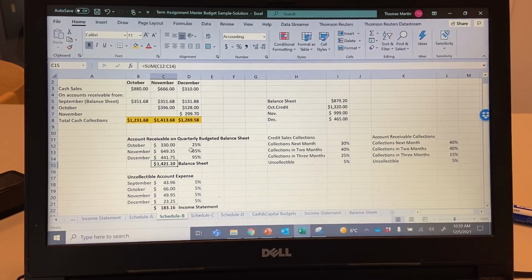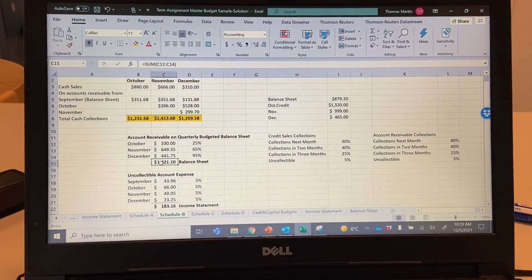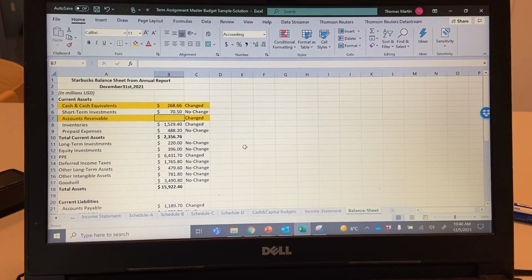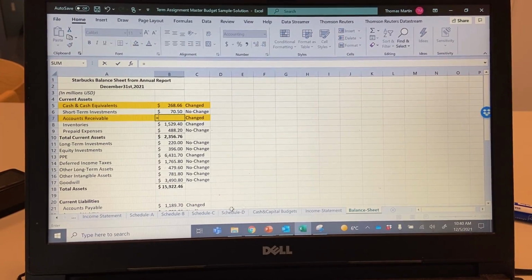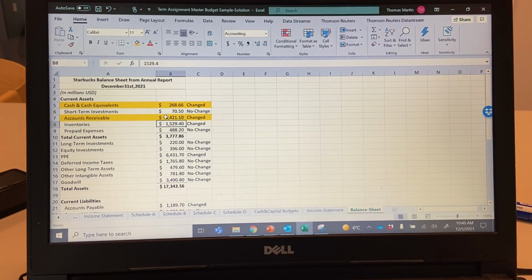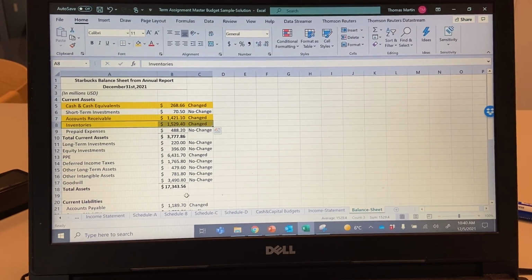Schedule B. So we have accounts that are waiting to be collected from October, November, December. So we're going to link this number to our balance sheet. So we delete that 879 and we're now going to link the 1421. So that changed. Inventory also changed, okay?